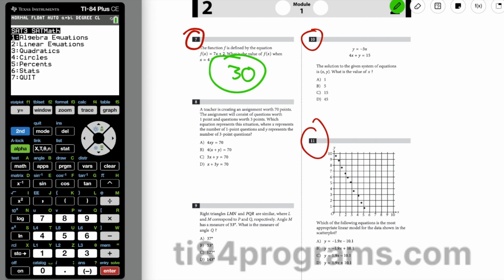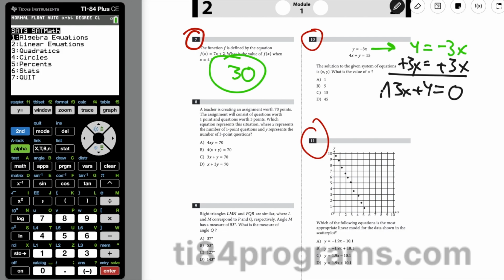So what I want to do is first make this into a format that's easier for the calculator to understand. The first thing it says is y equals negative 3x. I'm going to add 3x to both sides, and then we have 3x plus y equals 0. So that's going to be my A equation. My B equation is going to be 4x plus y equals 15.